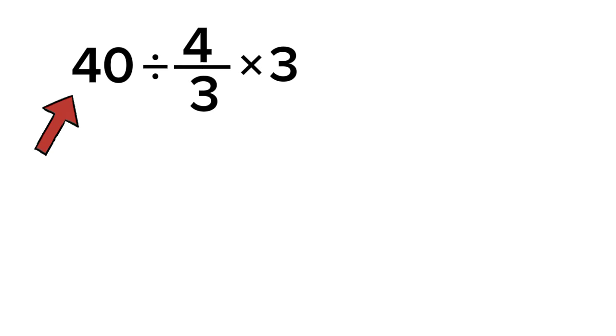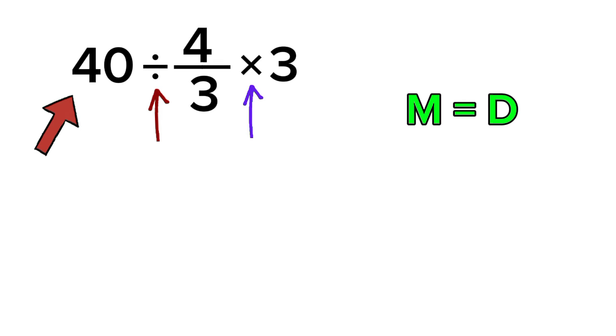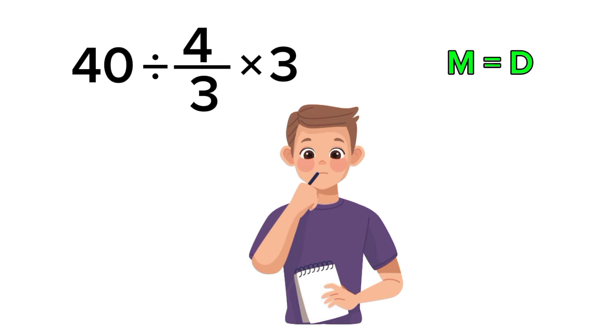In this expression, we have one division and one multiplication, and according to the order of operations, multiplication and division have equal priority. That means we have to work from left to right, not pick whichever one looks easier. So let's solve it properly, step by step.